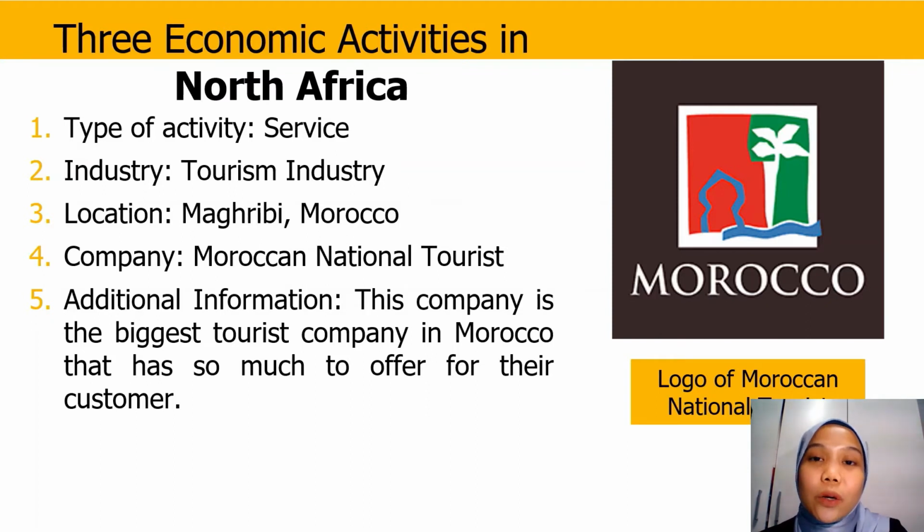Next are three economic activities in North Africa. Firstly, they provide services in the tourism industry. In Morocco and Tunisia, tourism is a major source of income based on their sunshine coastal locations, historic and cultural sites, and stable political environments. Most tourists come from Northern Europe with its cool and rainy climate and high disposable income. This is organized by the Moroccan National Tourist Company. This company is the biggest tourist company in Morocco and has so much to offer its customers.